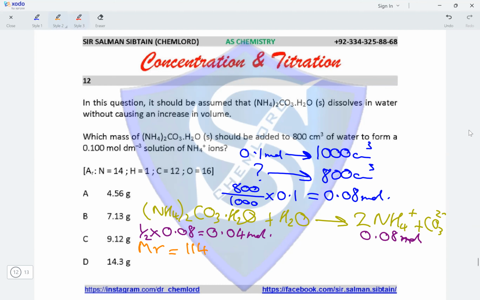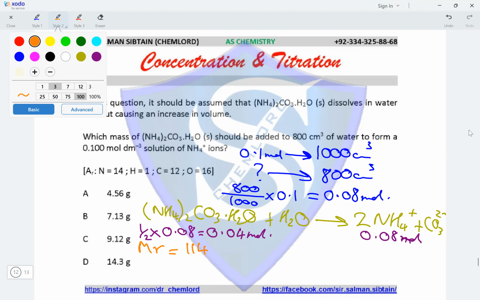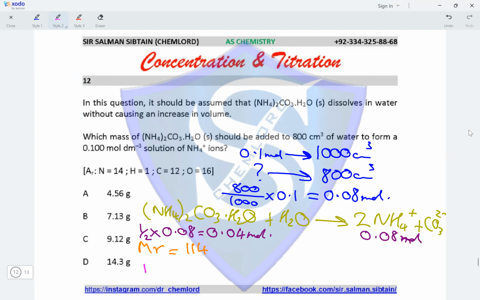So now we have the moles and we have the Mr. We will calculate the mass. Mass is equal to moles into Mr, which is equal to 0.04 moles into Mr, which is 114, giving us a mass value of 4.56 grams, making option A the correct option for this question.